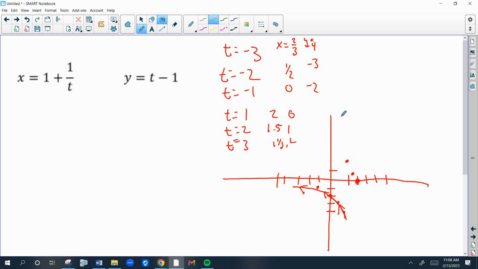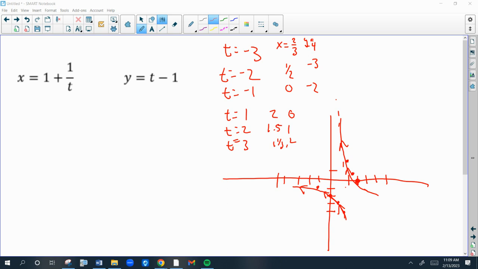So you can see it's kind of forming like this. But remember, it's going in this direction. So that's what our graph is looking like. Looks like we probably have an asymptote here, but that's how you do it.